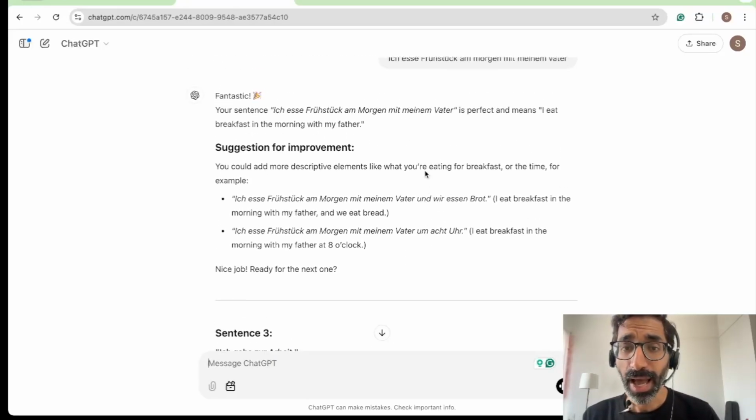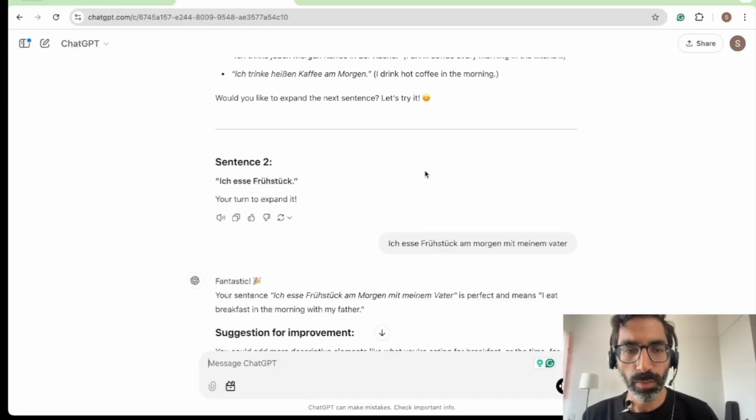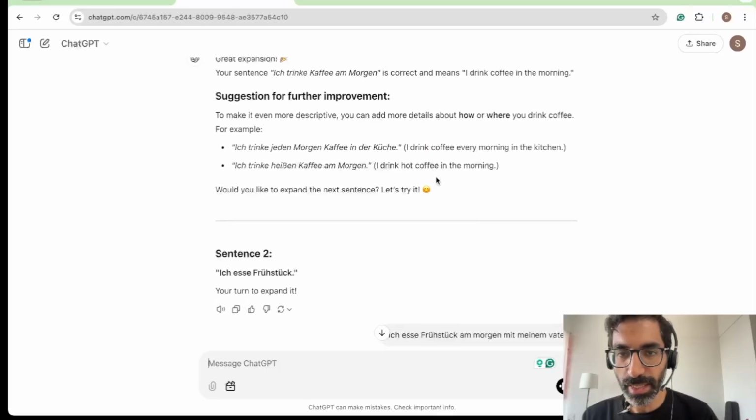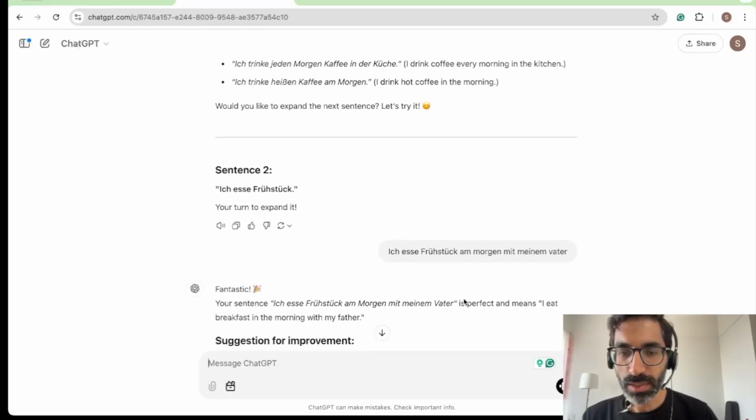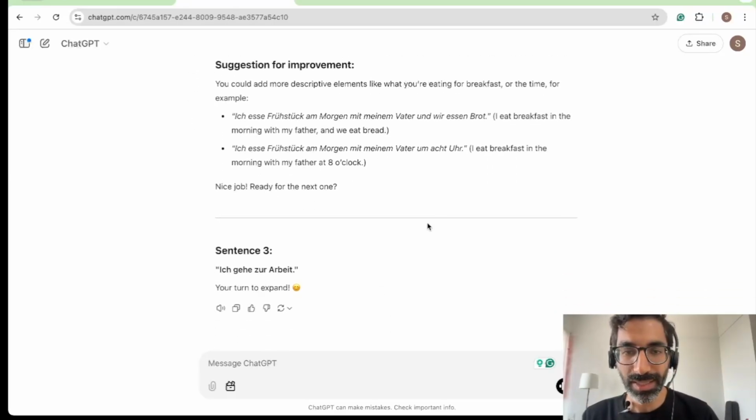So again, as you can see, whatever it is that I'm learning, the small bits and pieces, right? Small things like am Morgen, I'm just using those again and again to solidify my concepts and get slightly better, like that 1% improvement. So the next sentence is Ich gehe zur Arbeit.